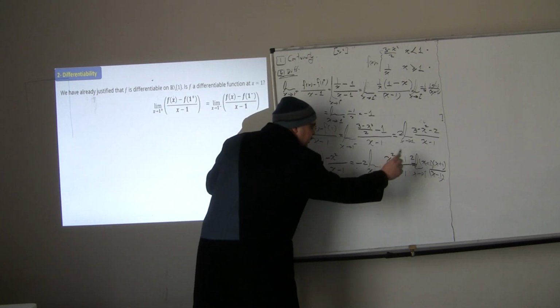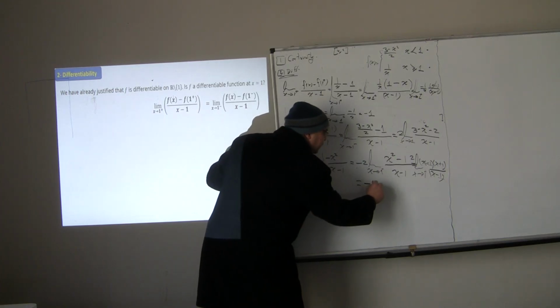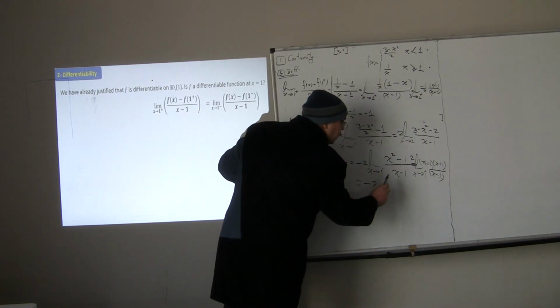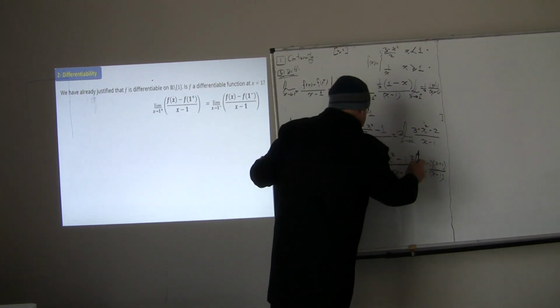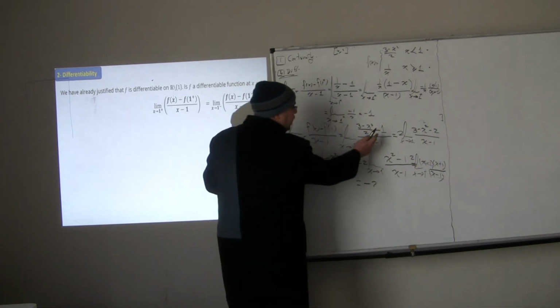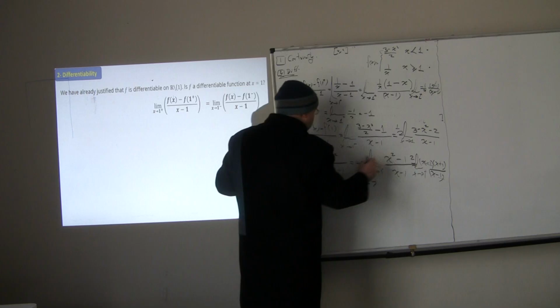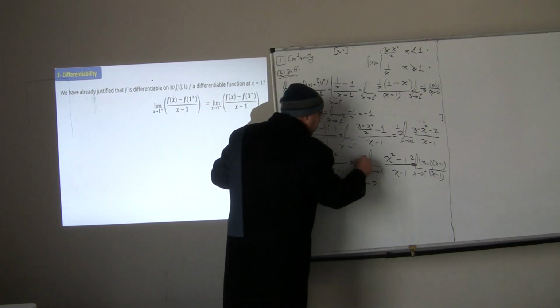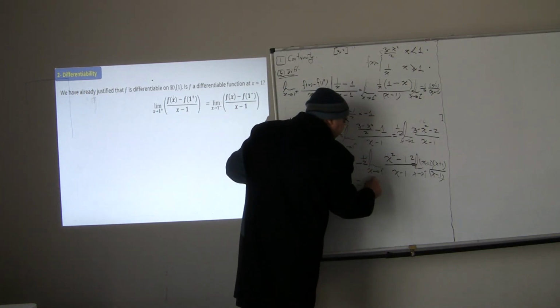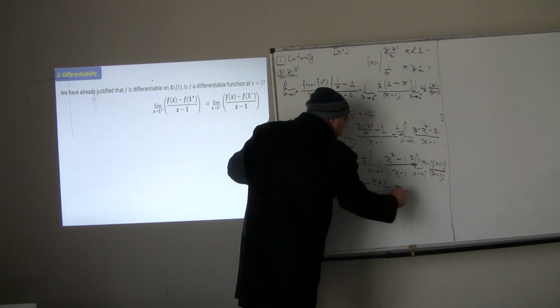And this limit will equal a negative of, just a second, I'm sorry, we have taken 1 over 2, so it's going to be negative 1 over 2 times 2, which is going to give negative 1.